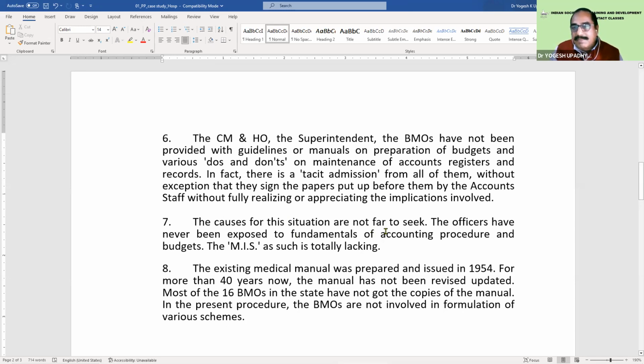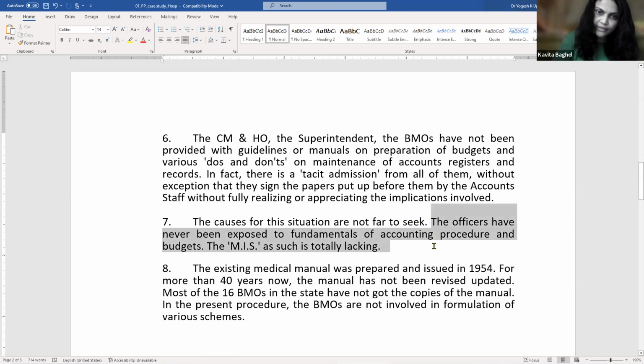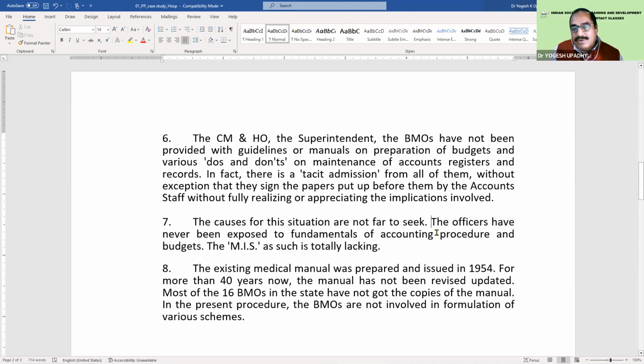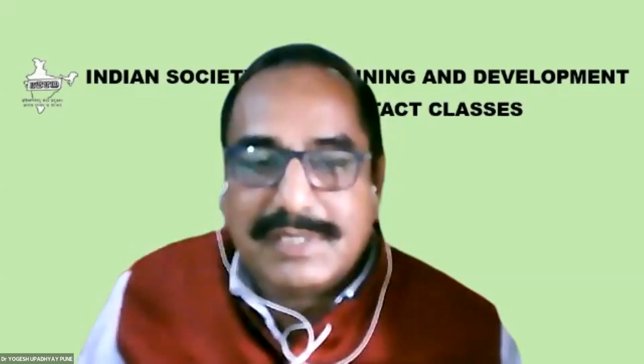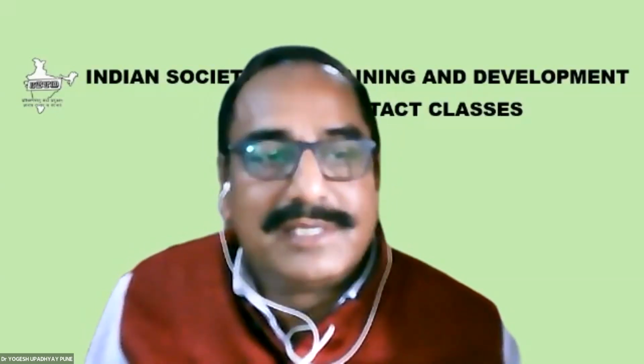Yes, Kavitaji, please. Just to add to it, after going through point number 7, the last line especially says the MIS as such is totally lacking. So I think that line gives us a clue that it's a system in place. So it's about the environmental problem as well. Correct. MIS is lacking because they do not know accounting. MIS is a budgeting procedure. They don't know. And this is normal. If you go to any government hospital, these things are happening.